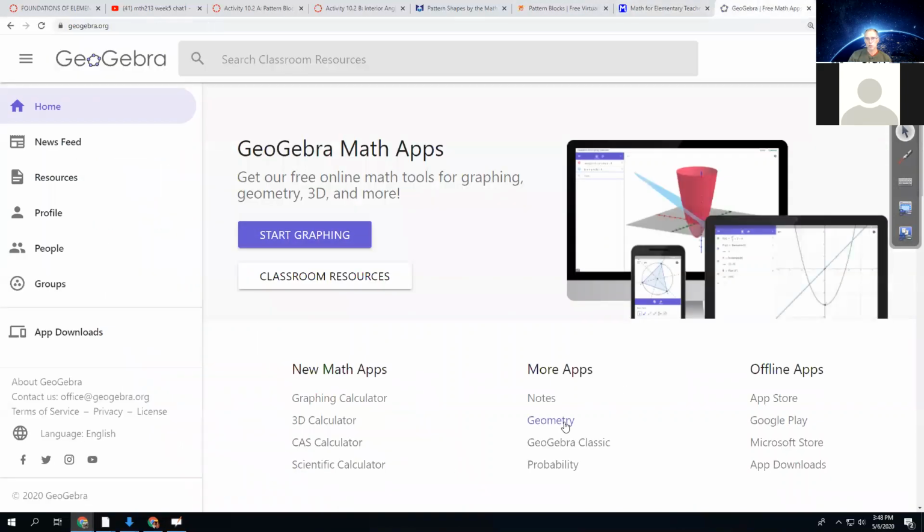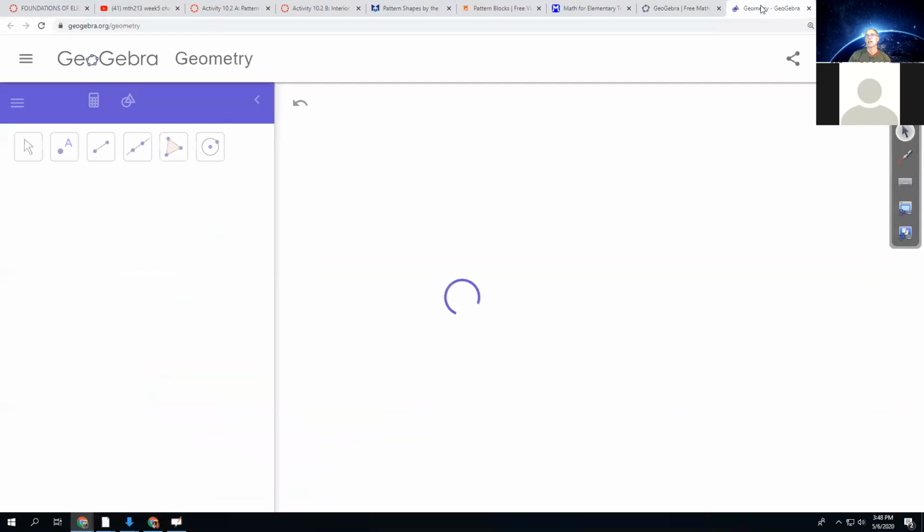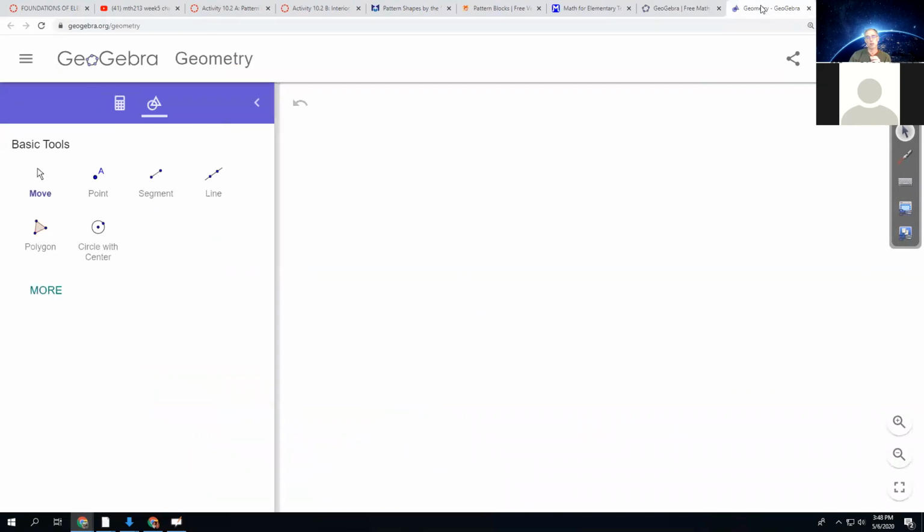And I think I'm going to go for demoing the geometry one, and maybe I'll get to the classic one. So I'm going to open the geometry one in a new tab here. I do have Geogebra on my iPad, but I find it rather painful to use, but it is possible.